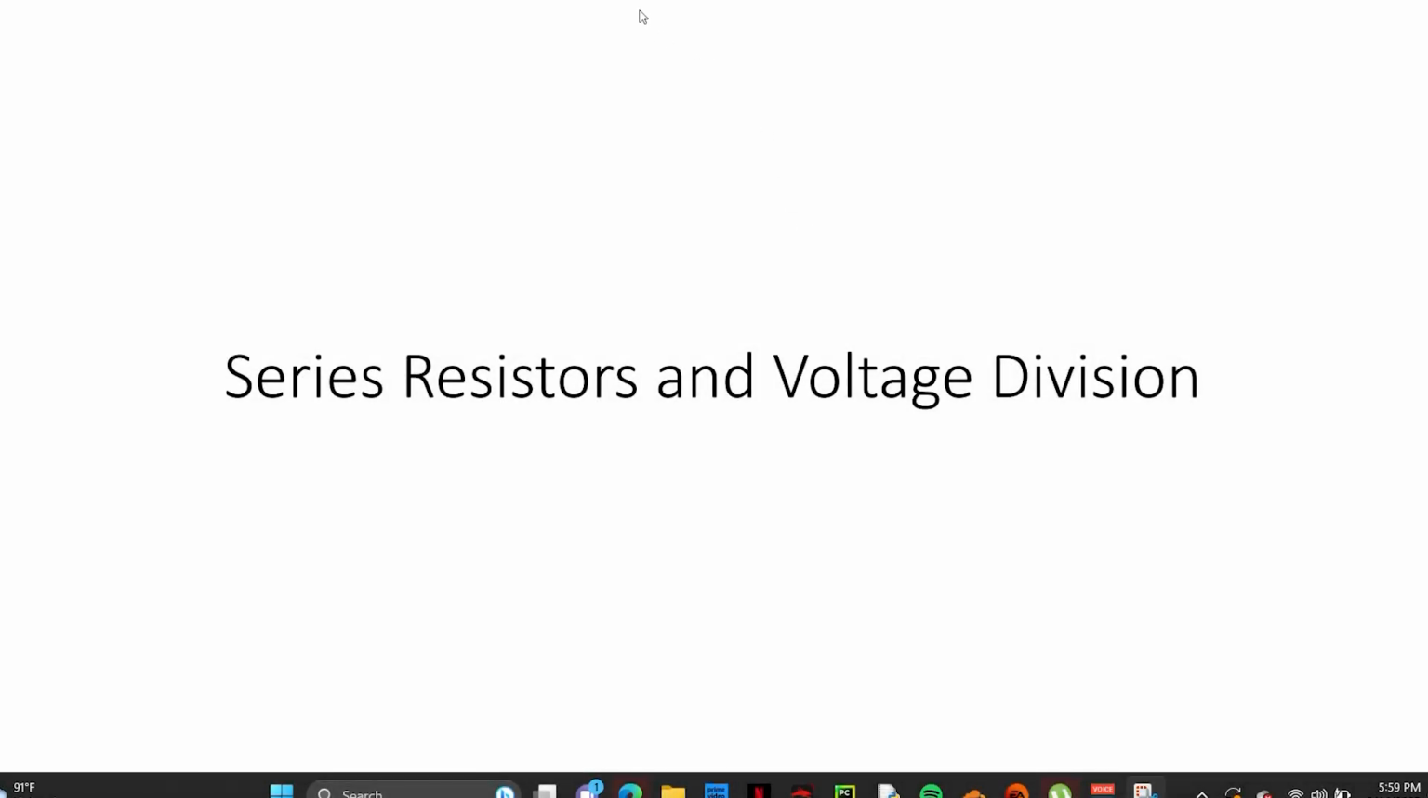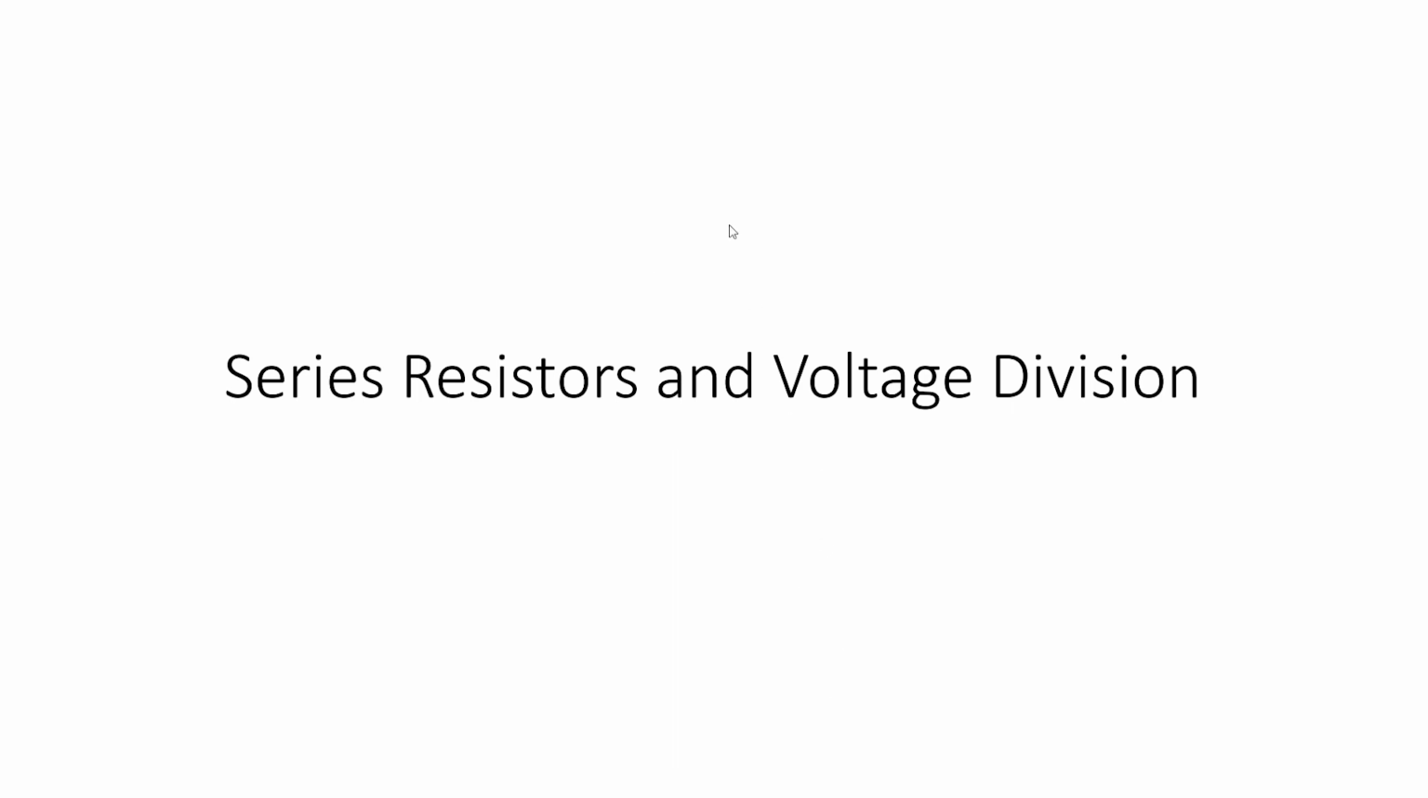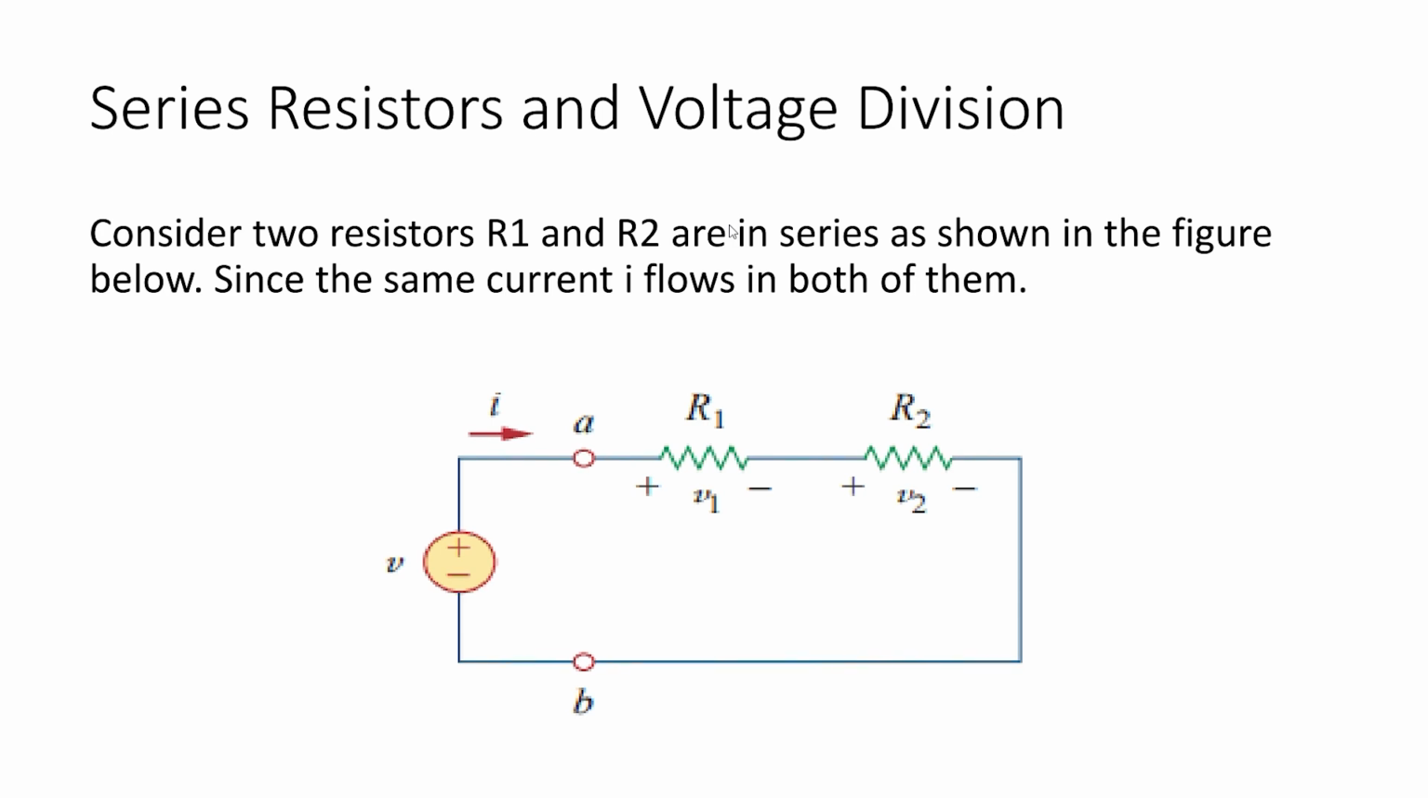Hello everyone, today I'll be explaining three things: series resistors and voltage division, parallel resistors and current division, and supernodes. Starting with series resistors and voltage division, we can consider two resistors R1 and R2 connected in series, just like in this figure.